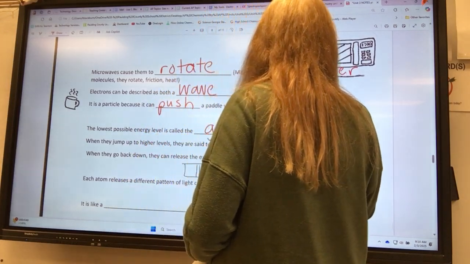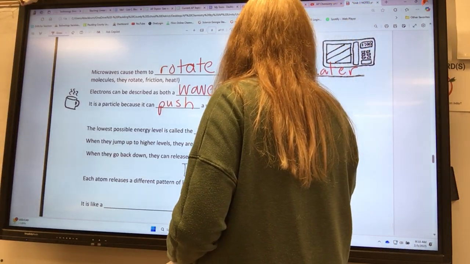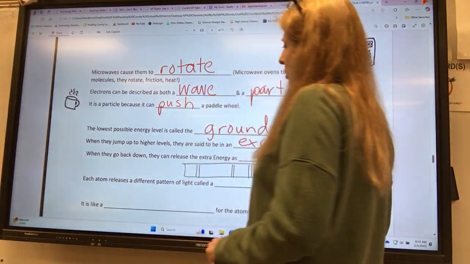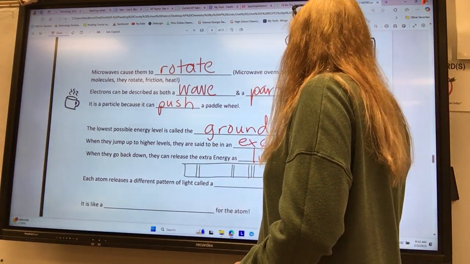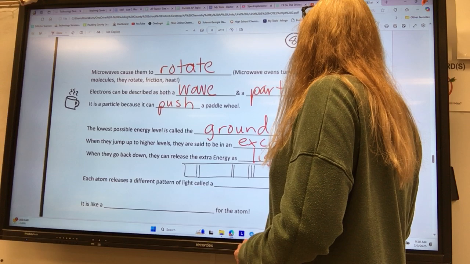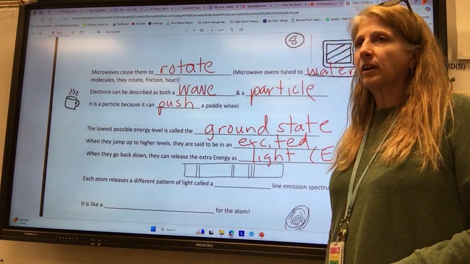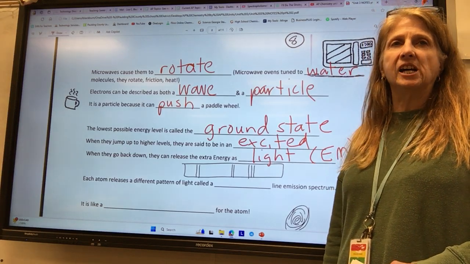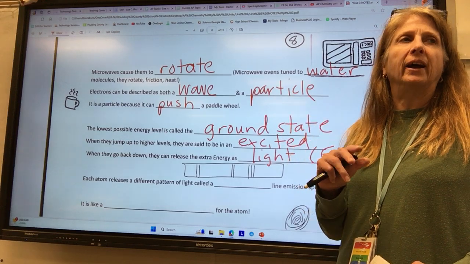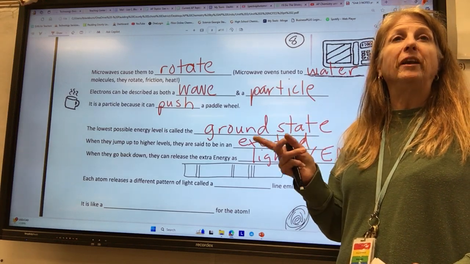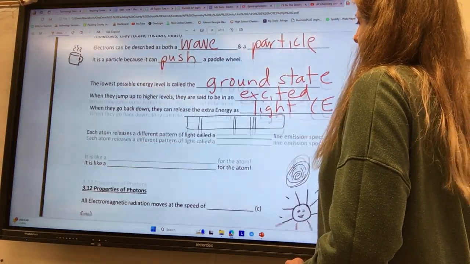So this is all review from honors. When they jump up to a higher level, they're said to be excited. I already said that. When they go back down, they can release the extra energy as light, and that's not just visible, that's the whole electromagnetic spectrum. In my honors class, we watched a video where they were showing how they discovered that, and they were able to show that the energy can also be UV. This is the first one they were able to show that it can be the whole electromagnetic spectrum.